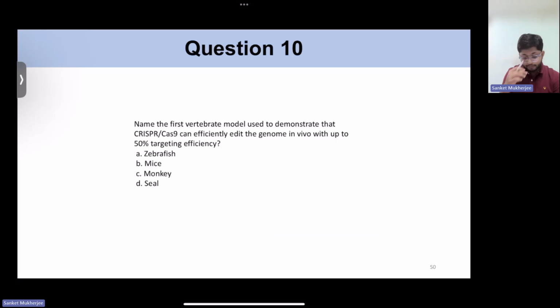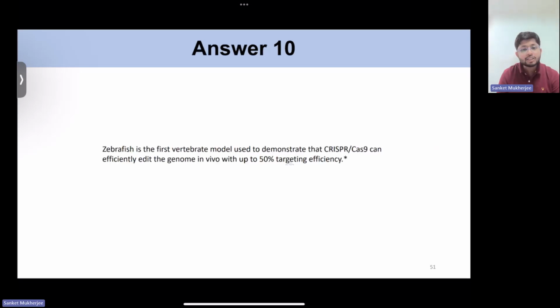Name the first vertebrate model used to demonstrate that CRISPR-Cas9 can effectively edit the genome in vivo with up to 50% targeting efficiency. Is it zebrafish, mice, monkey, or seal? So the first vertebrate model was zebrafish, used to demonstrate that CRISPR-Cas9 can efficiently edit the genome in vivo with up to 50% targeting efficiency.